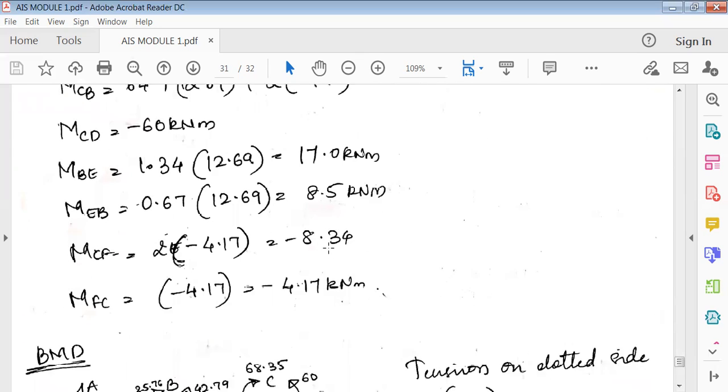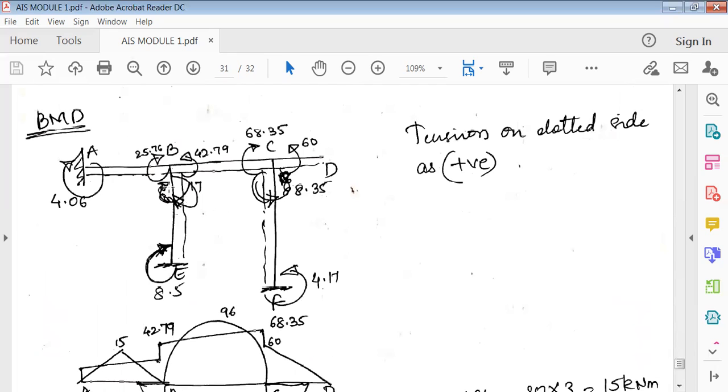17.0 BE. Okay, so it's a positive. So positive means show it like this, clockwise. It should actually touch the column. Then EB is also positive. So show it here. Next, MCB is anti-clockwise, minus. CD is again minus, means anti-clockwise.